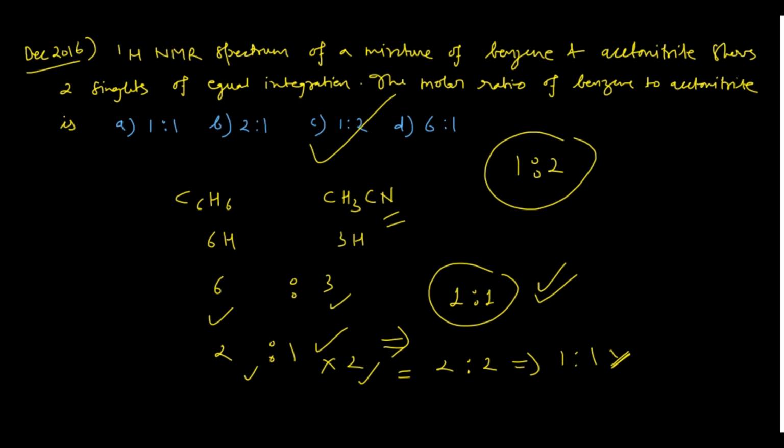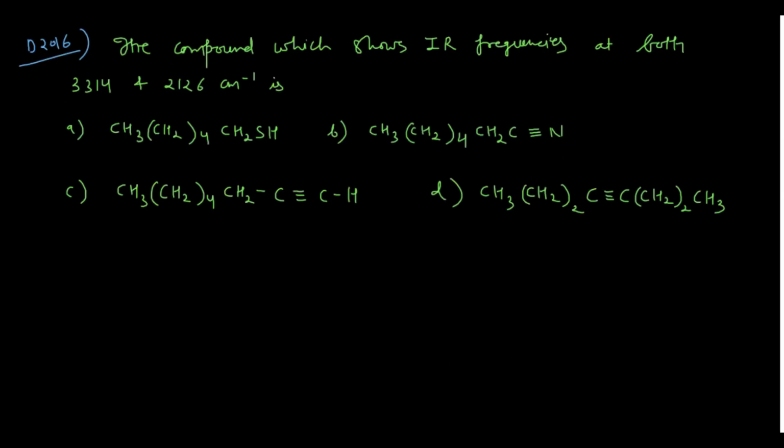Okay, very quickly I have solved this problem because I have solved this kind of problem in my previous lecture. If you don't understand it, you can go back or watch this explanation again. This is a very simple and straightforward problem. Now moving to the next problem, it says that the compound which shows the IR frequencies at both 3314 and 2126 centimeter inverse. See guys, again this problem is based on memory, right?